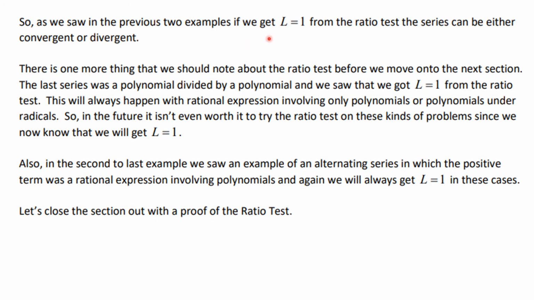Now we saw in the previous two examples, if we get L equal 1 from the ratio test, it can be either convergent or divergent. There's one thing that we should note about the ratio test before we move on to the next section. A lot of times, if you have a polynomial divided by a polynomial, we'll get L equal 1. And so you want to expect this to happen from time to time. Okay, let's close out the section with a proof of the ratio test.